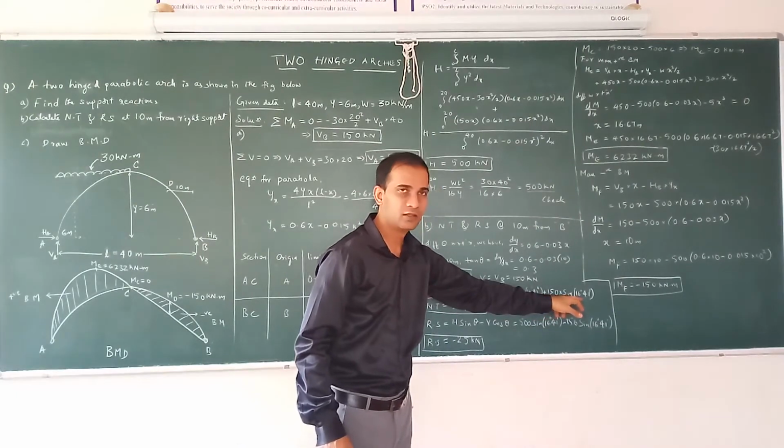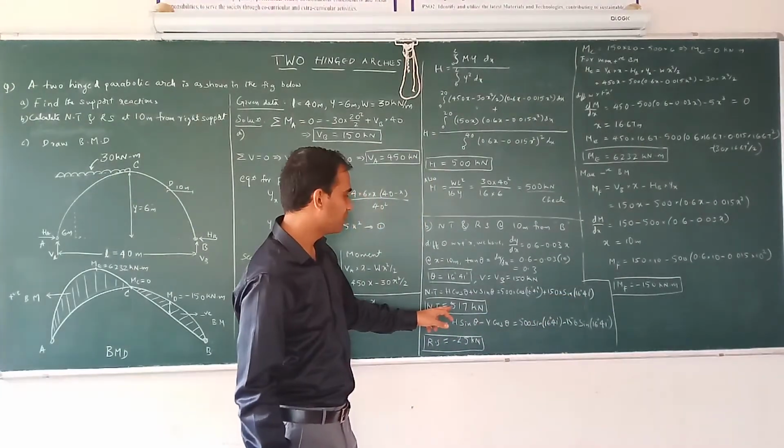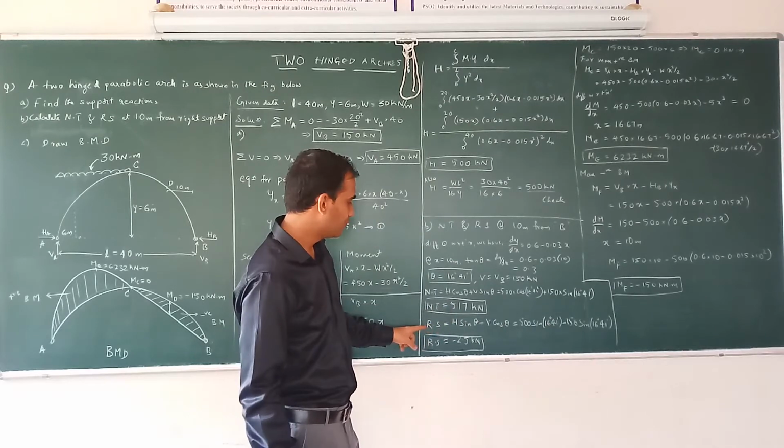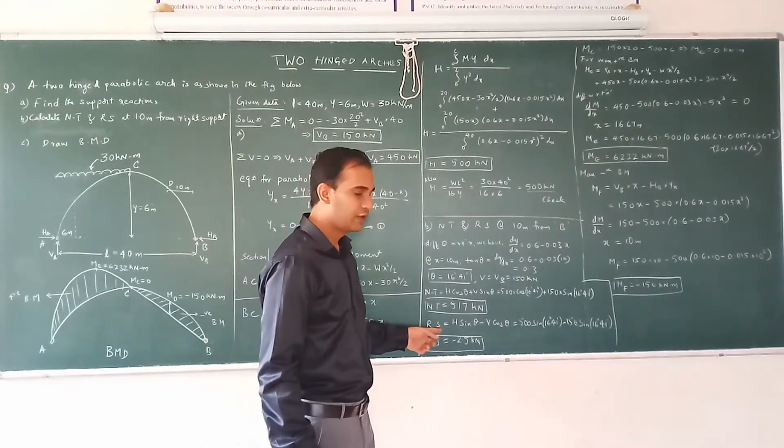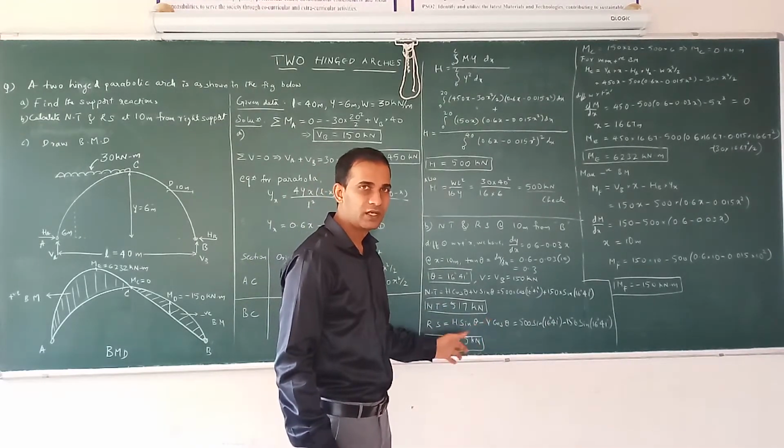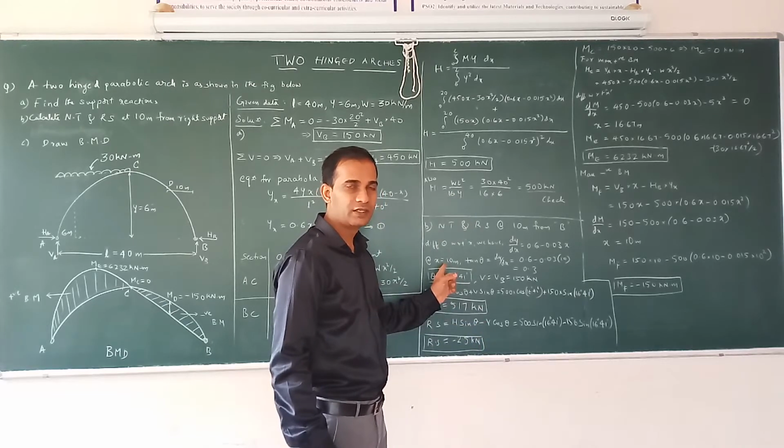In the same way, for radial shear we have the equation: radial shear is equal to H sin theta minus V cos theta. H is 500, theta is 16 degrees 41 minutes, V is 150. Substitute, and we will get radial shear as minus 2.5 kilonewton.